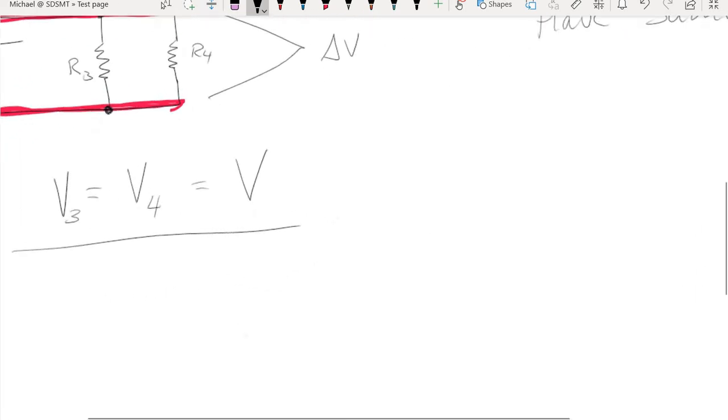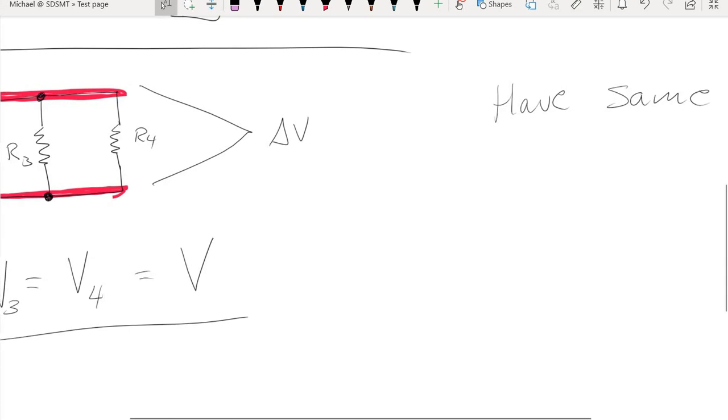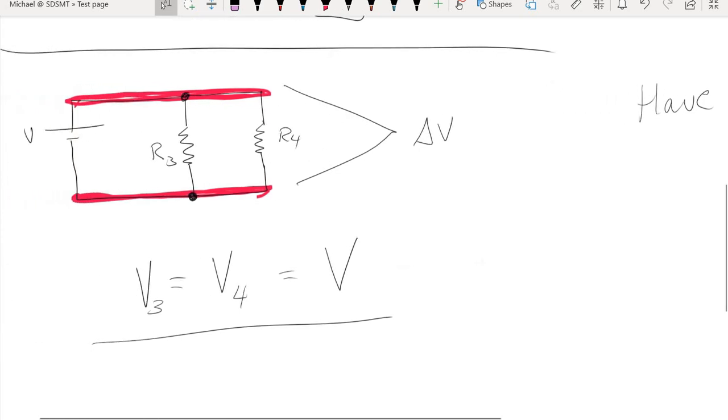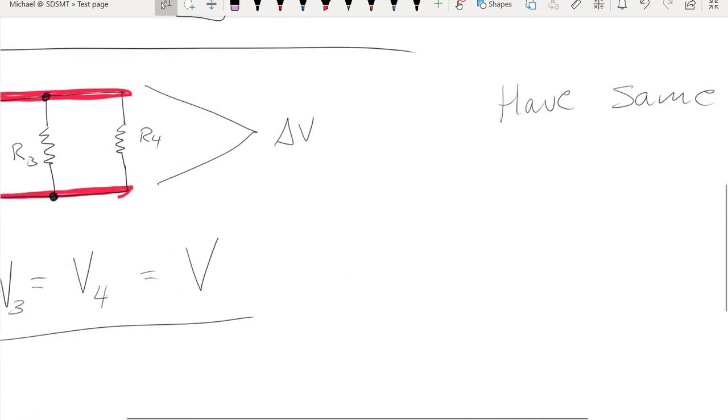try to zoom in and see if we can do that. There we go. I'll move the screen over just a little bit so that we can't see the battery. But even though I can't see the battery, that doesn't change the fact that resistor 3 and resistor 4 have their heads and tails connected at the same points, so they will share the same potential difference. In this case, it just happens to be the potential of the battery. But for other circuits, you may not have those resistors directly connected to a battery.